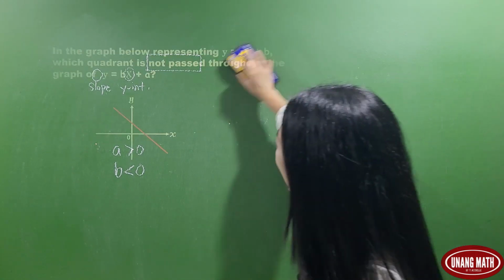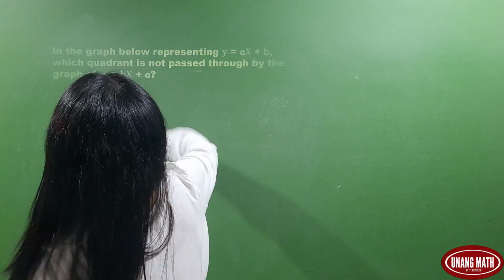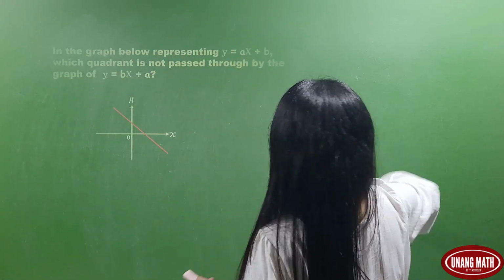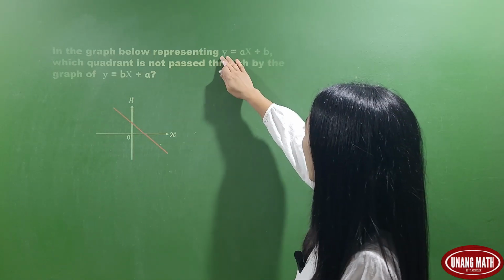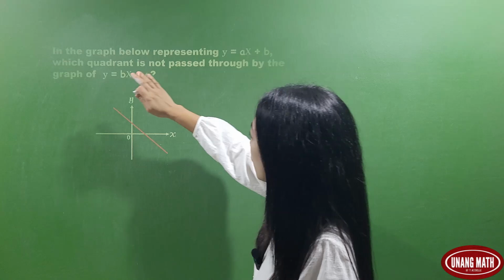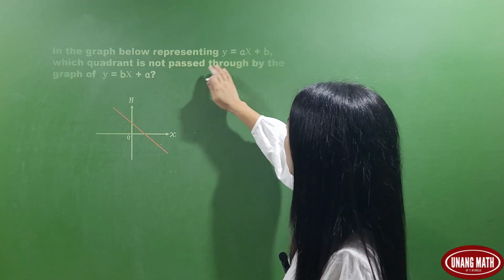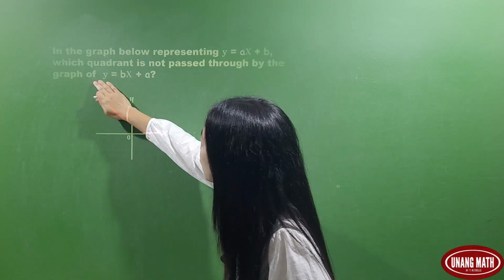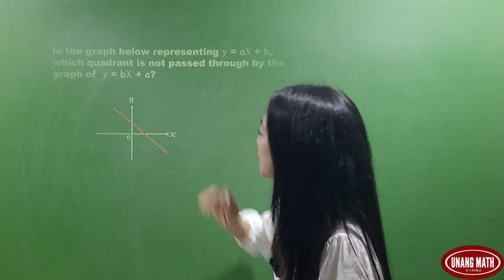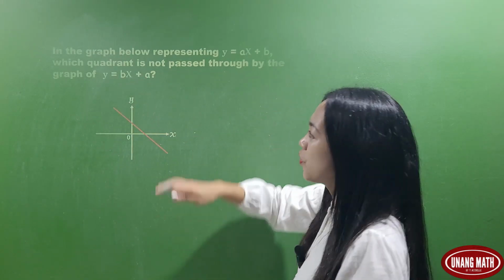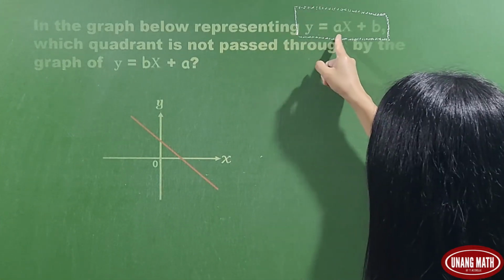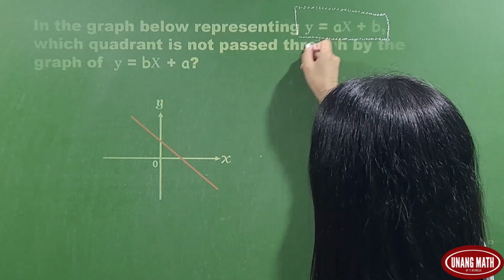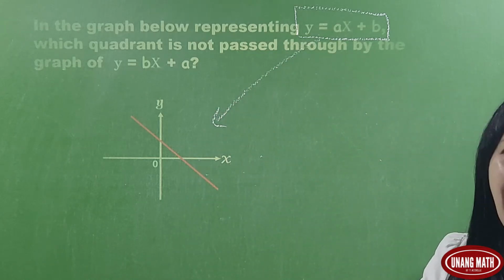Okay, this time, let's answer the following problems. Our first problem is: in the graph below representing y is equal to ax plus b, which quadrant is not passed through by the graph of y is equal to bx plus a? According to this problem, y is equal to ax plus b refers to this graph.